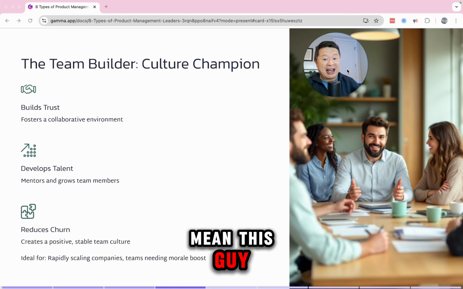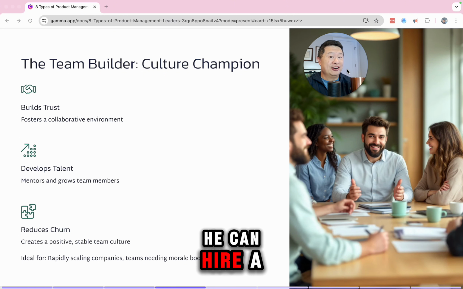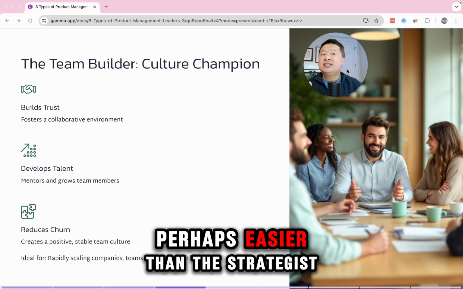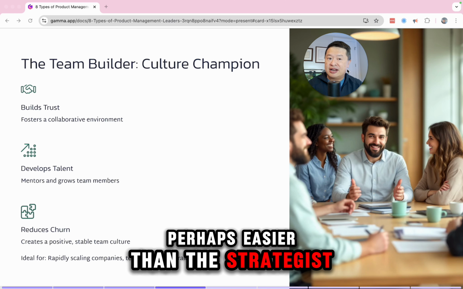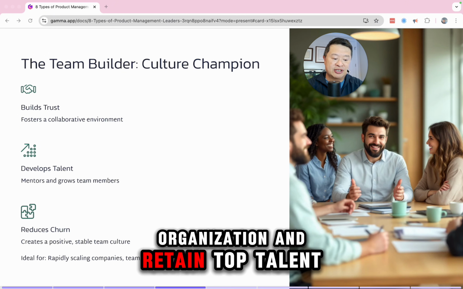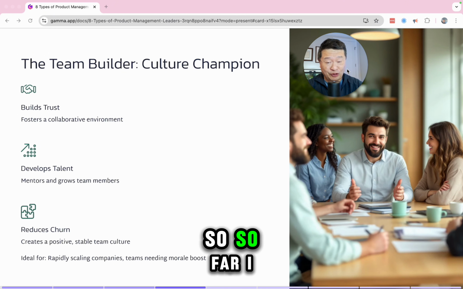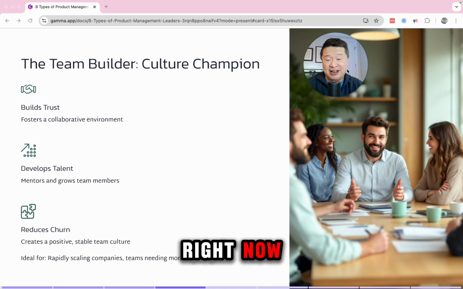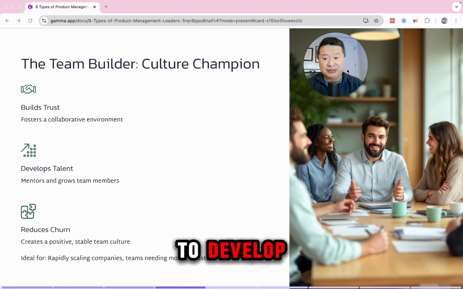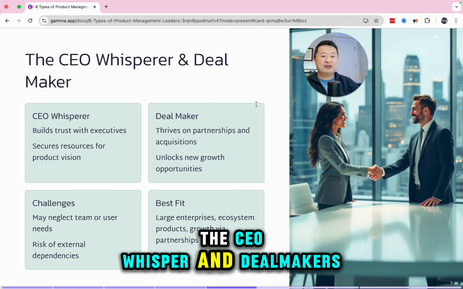I mean, this guy can hire a strategist and an ideas person perhaps more easily than the strategist or the ideas people can lead a complex organization and retain top talent. So far, I think the team builder right now, if you've got it in you, this is a great superpower to develop. The CEO whisperer and deal maker.